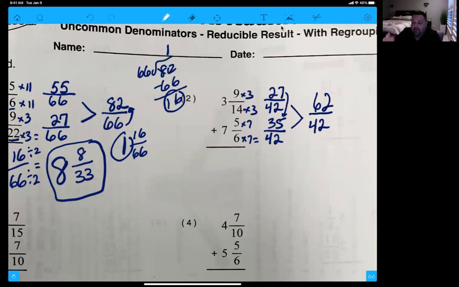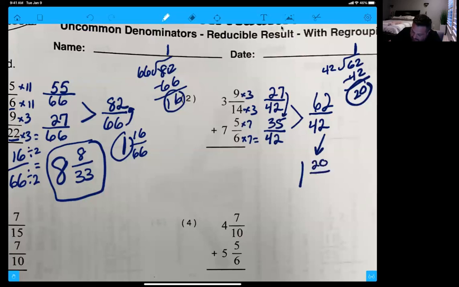The numerator is bigger than the denominator. That means I have an improper fraction where it's more than 1, right? So I've got to put the 42 into the 62. It goes one whole time, and I still have 20 left over. So this would turn into 1 with 20 pieces left of the 42. Everybody agree? Now, I still have to add these in. 7 plus 3 is 10. So 10 plus this 1 is 11.